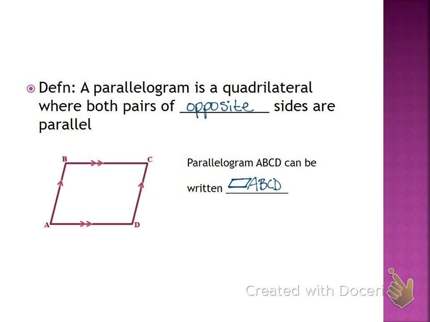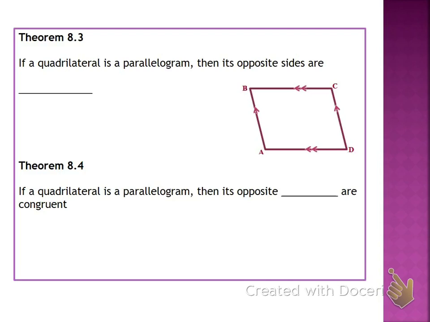Need more time? Moving on. First theorem, if a quadrilateral is a parallelogram, then opposite sides are congruent. Which means that AB is congruent to CD. It also means that BC is congruent to AD.